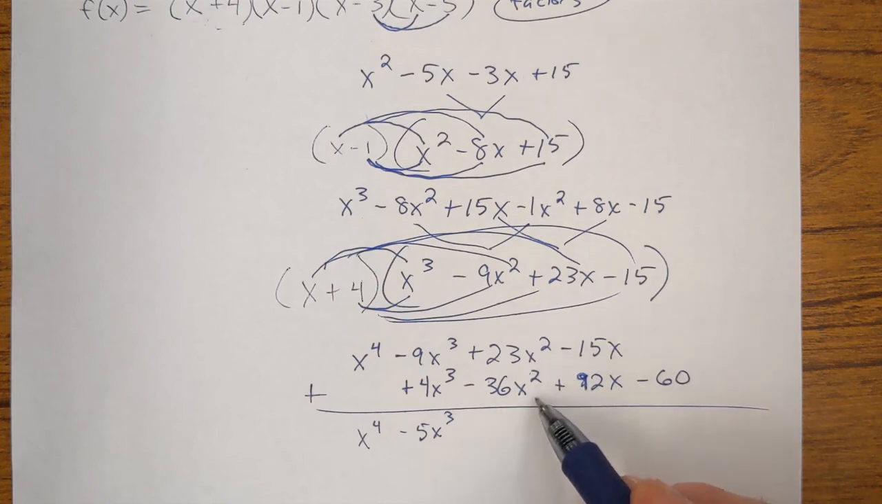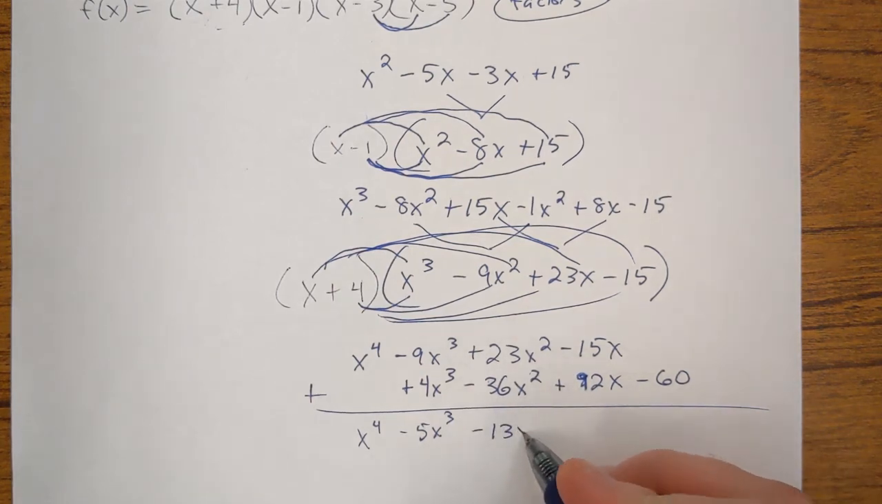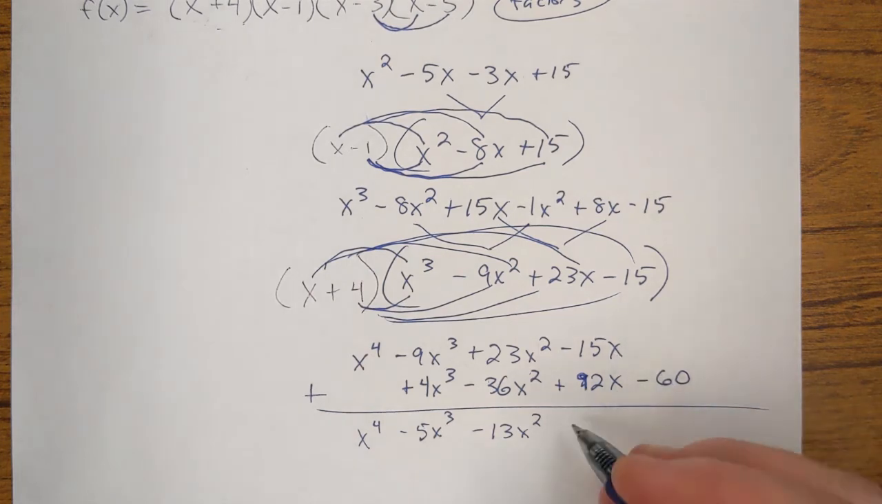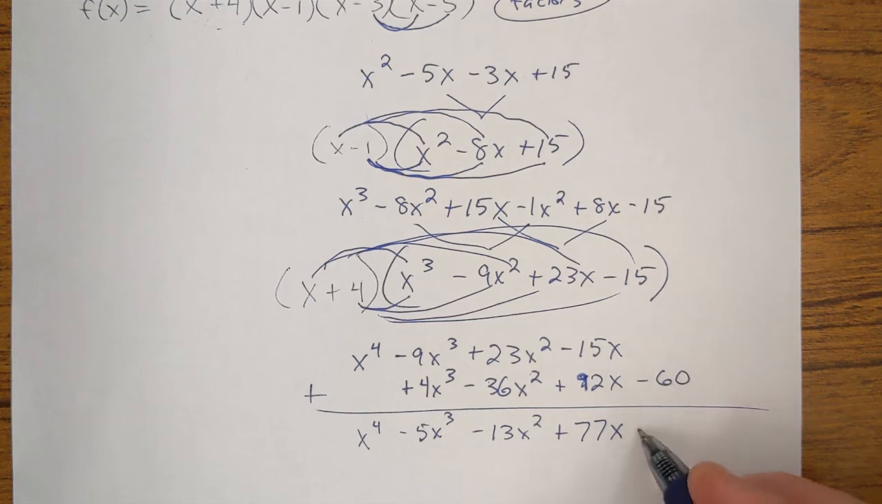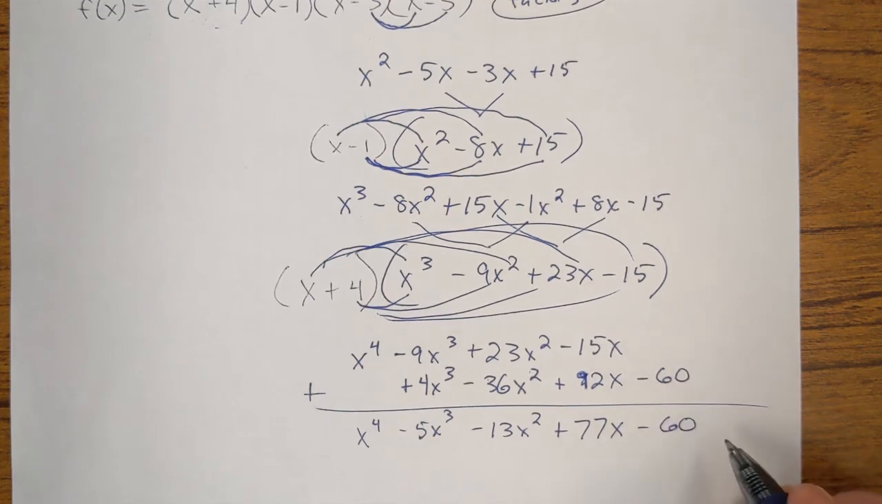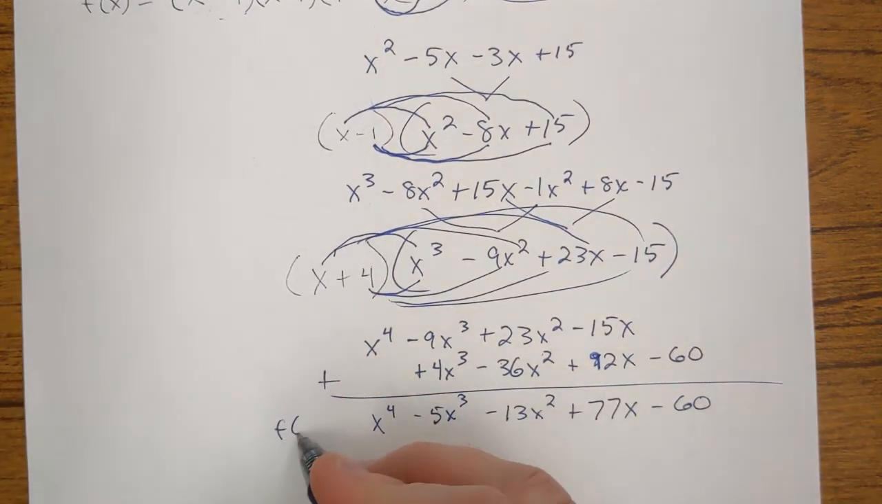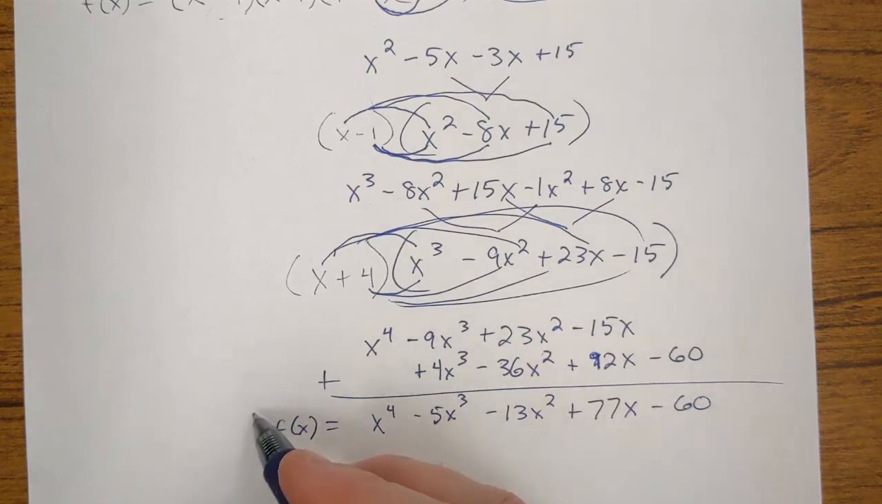23x squared minus 36x squared is negative 13x squared. Negative 15x plus 92x is 77x. And don't forget about my minus 60. Guess what? This is my final answer. And I'm going to prove to you in a second.